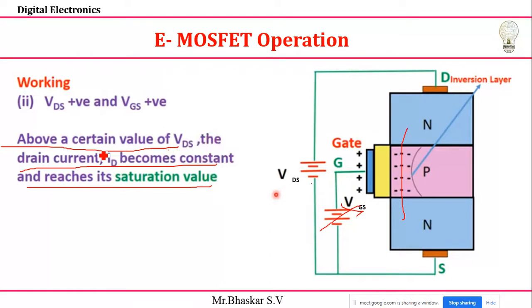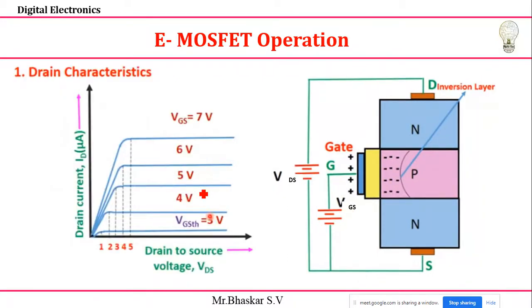At a certain value of VDS, the drain current ID becomes constant. If you keep on increasing my VGS also, then the drain current will come to a constant. That level is called the saturated value. Okay, that is explained by the characteristics.